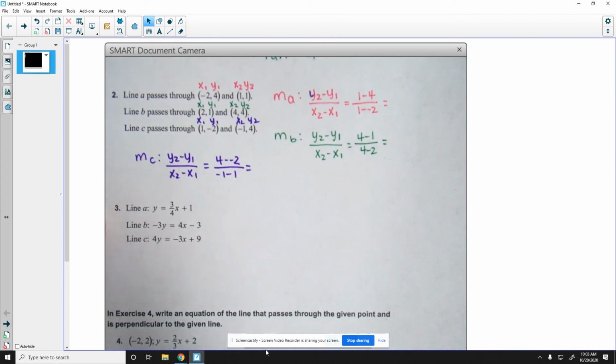But basically, to see if anything is parallel or perpendicular, find the slope, find the slope, find the slope of all of them. And then you can compare the numbers.